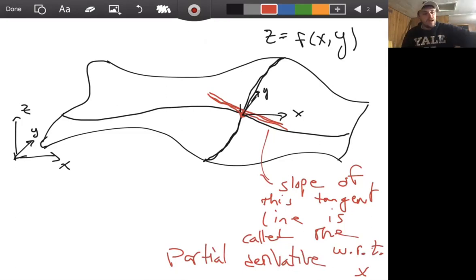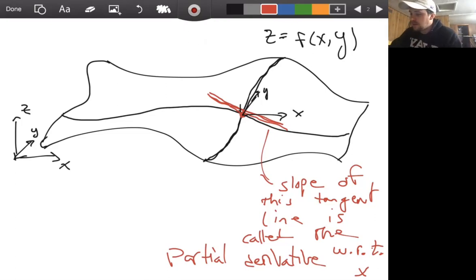Okay. And so what we can do now is consider the same notion of the derivative where we're calculating instantaneous rate of change, but now we want it just along in the x direction, right? So what it's asking is, how is our surface behaving just in the x direction? How is it changing just in the x direction?